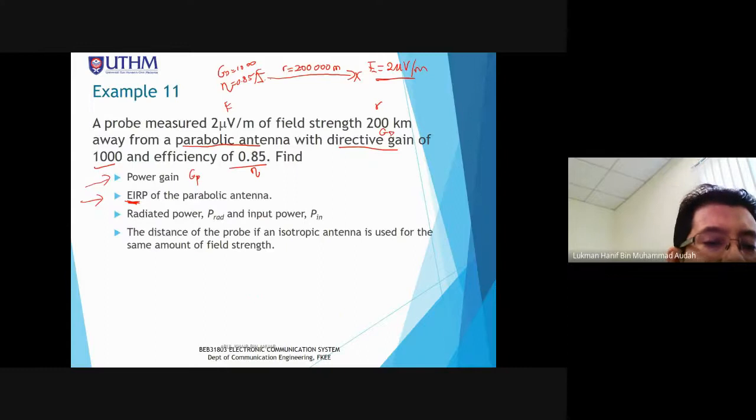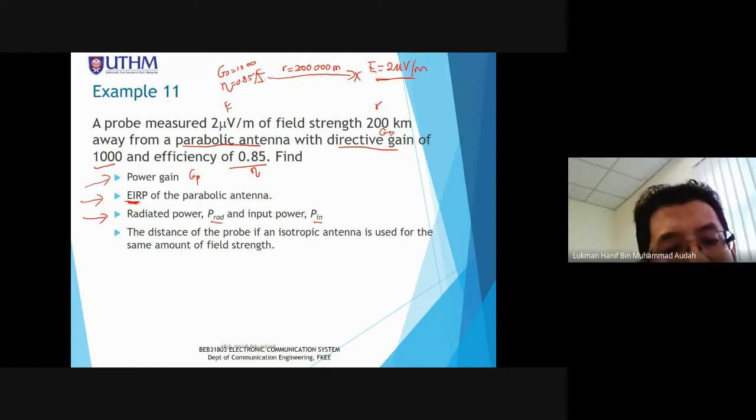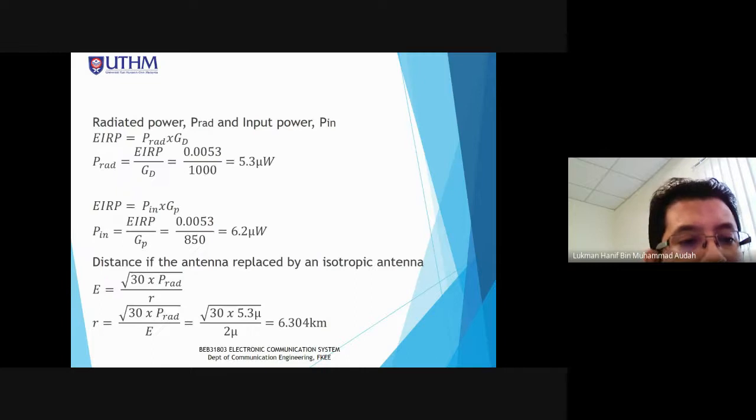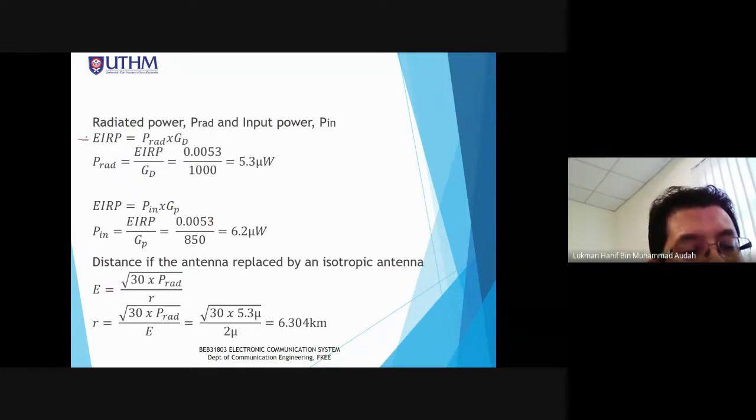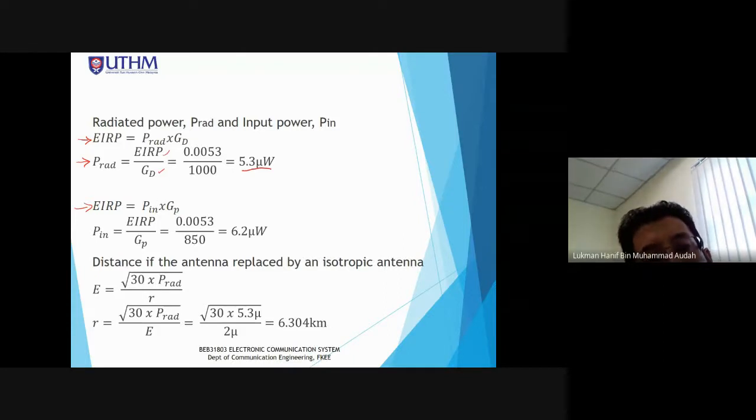Kemudian, the question asks, how much is P radiation and how much is the input power? Okay. So we can find both of these, okay, berdasarkan persamaan EIRP. Kita boleh cari menggunakan EIRP values, okay. So EIRP, P radiations, okay ni berdasarkan EIRP kita faham bahawa EIRP sebenarnya bersamaan dengan P radiation multiplied with the directivity gain, ataupun boleh juga kita buat P input darabkan dengan power gain. Okay, so therefore kalau kita gunakan yang atasnya, P radiation multiplied with the directivity gain, we can find the P radiations equal to EIRP divide with directivity gain. So we get 0.0053 divide with 1000, so we get 5.3 microwatt.